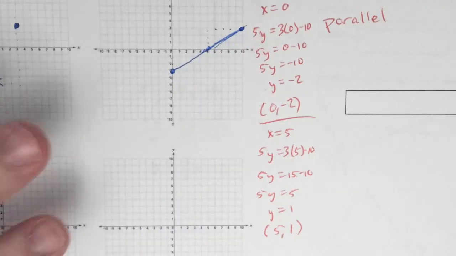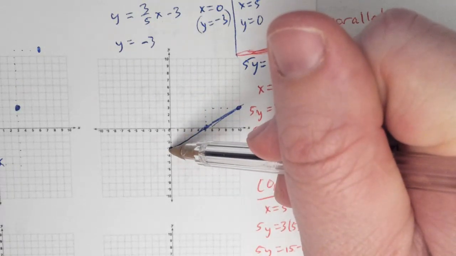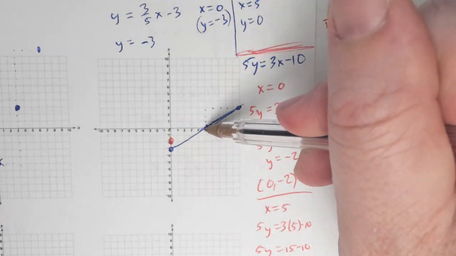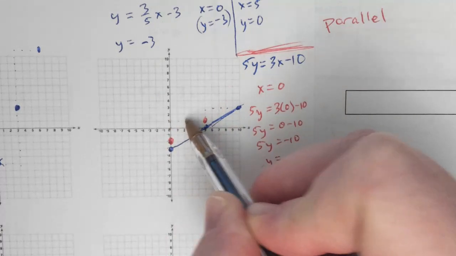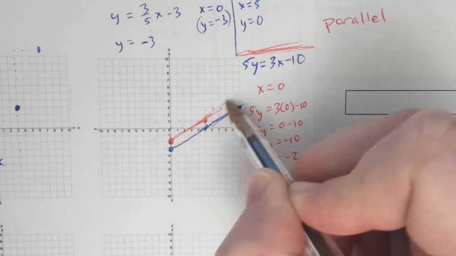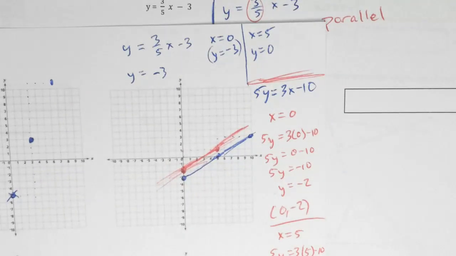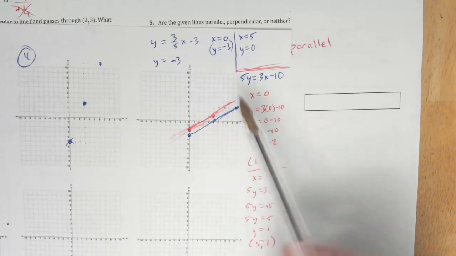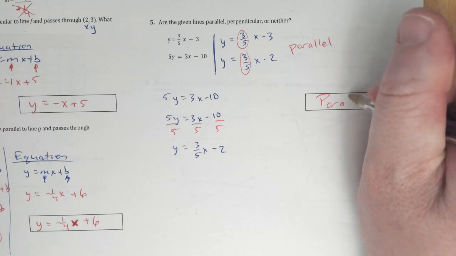All right, so let's see what we get. We get 0, negative 2, and then 5, 1. And how do we get there? We went 1, 2, 3, 1, 2, 3, 4, 5. Do you see that pattern? We would just keep up that pattern over and over. And look at that. What kind of lines do those look like? Those look parallel. This one was much faster, but this one is just in case you can't remember how to do that one part. So parallel was the answer no matter what.